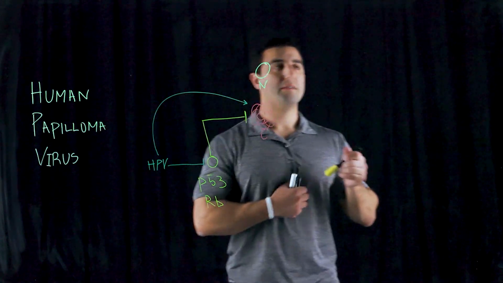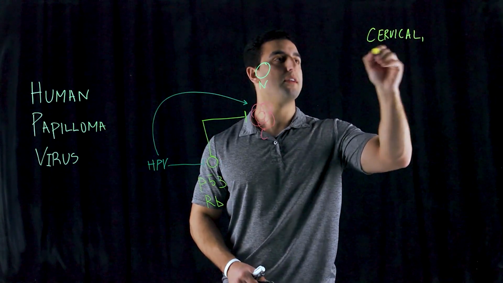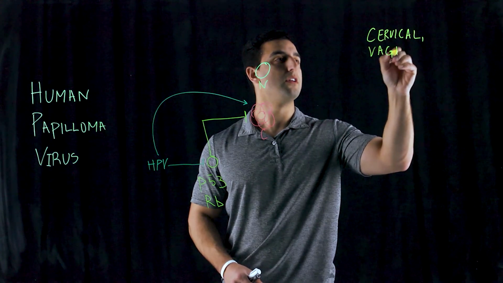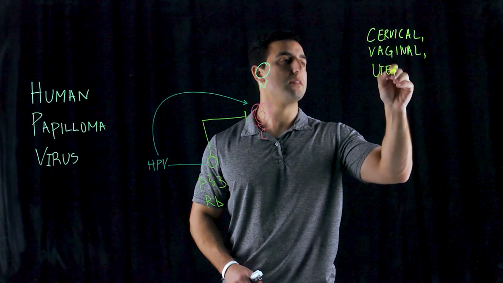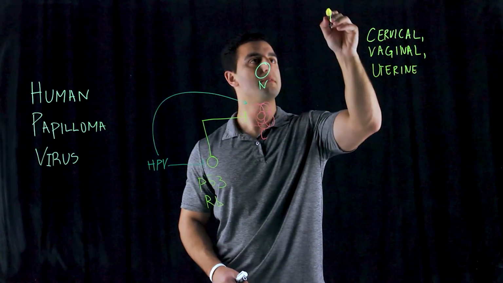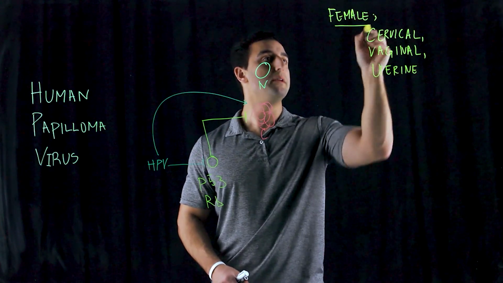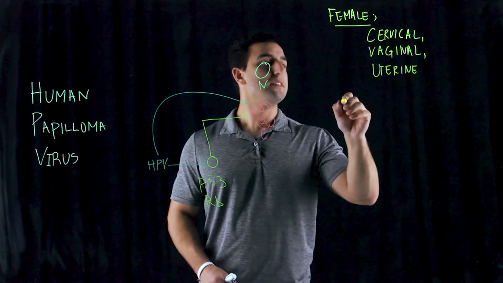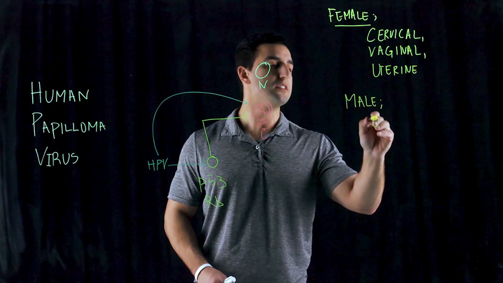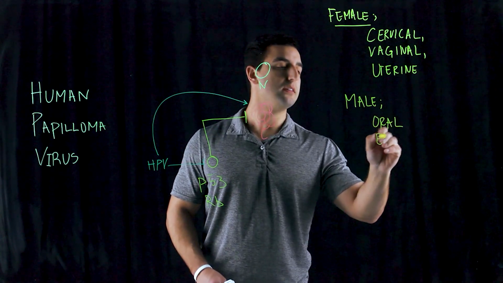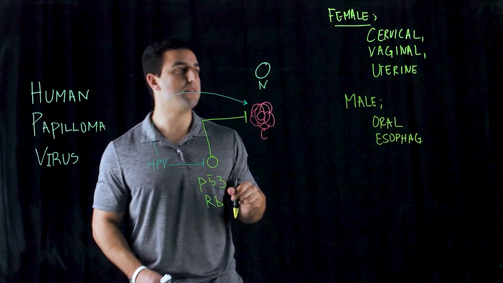We talked about, for example, cervical cancer in females. So cervical, what else? Vaginal, and uterine cancers, cancer of the uterus. So this is mainly for the females, because males don't have these parts. Well, now you can kind of install them, not really, but anyway, we're not going to get into that too much. So you have females, and then you have males. In males, the majority of cases are oral cancers and esophageal cancers, which are very highly prevalent.